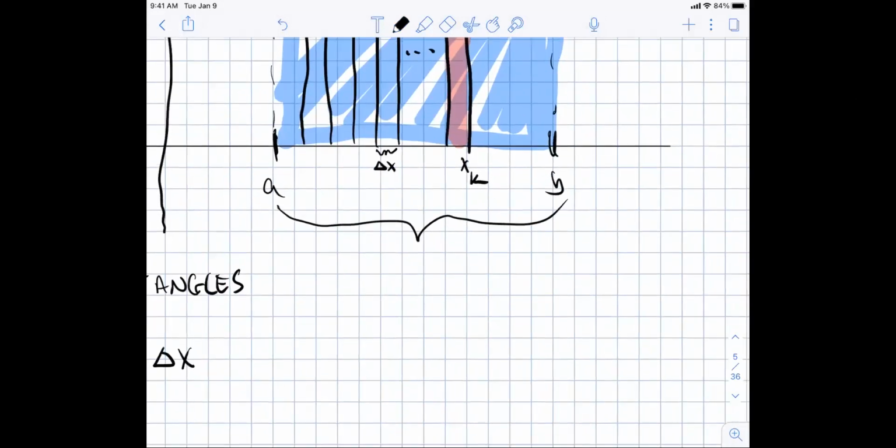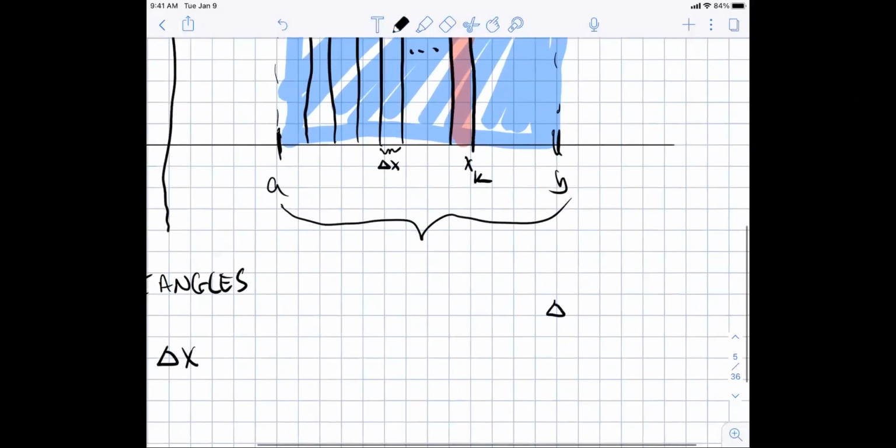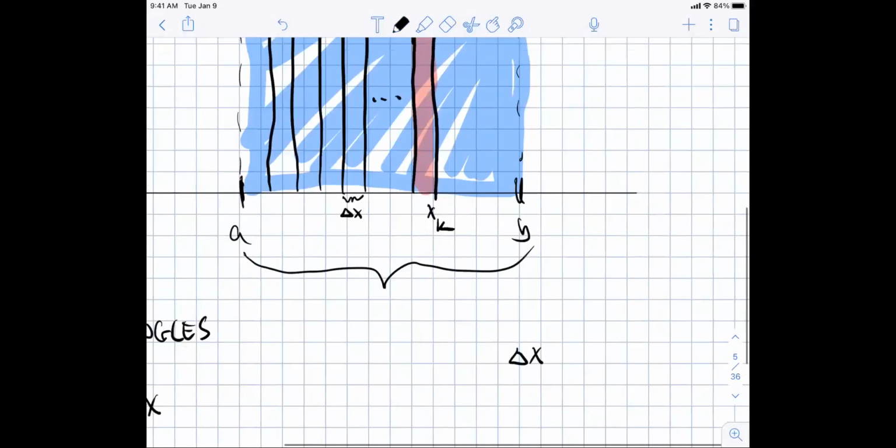Then I need to know, well, what is the width of it? All these rectangles have the same width, right? All these rectangles have a width of delta x. And what is the height? Well, that's just f of xk. So really, I just need to know what is xk.